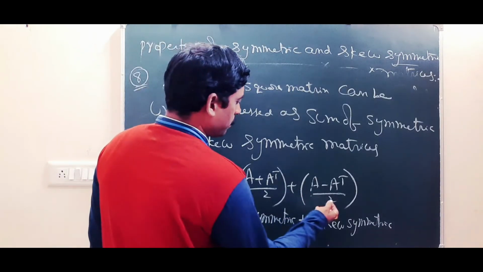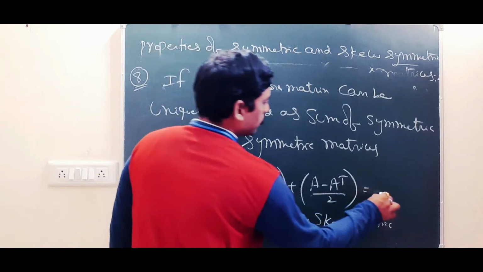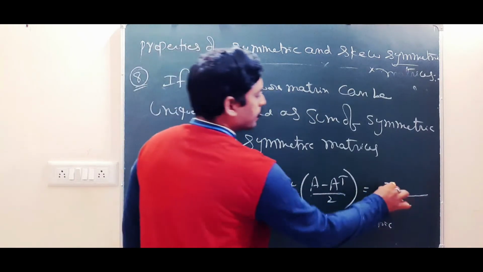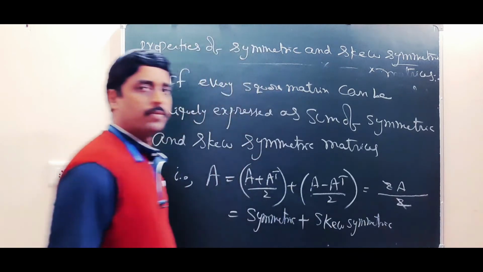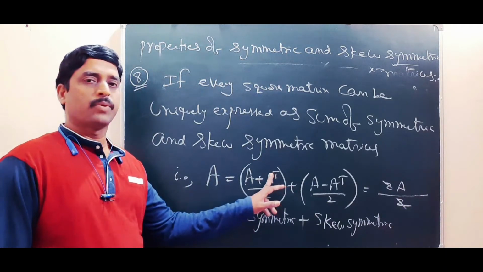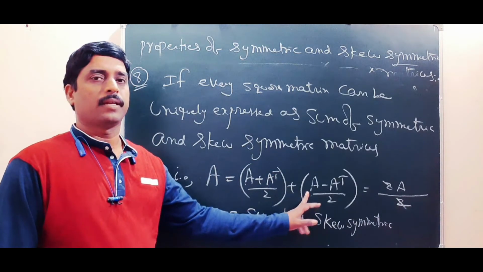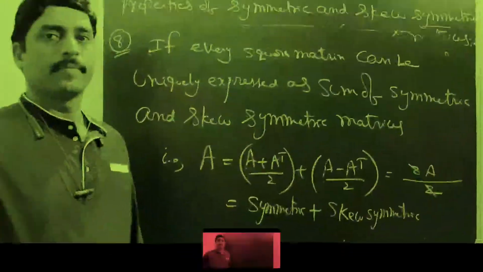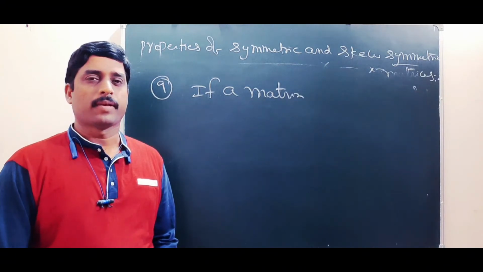So let us take the LCM 2. A transpose and A transpose get cancelled. 2A by 2, so 2A by 2 is equal to A. So A plus A transpose by 2 plus A minus A transpose by 2 is nothing but A. Okay, now explain the ninth point.